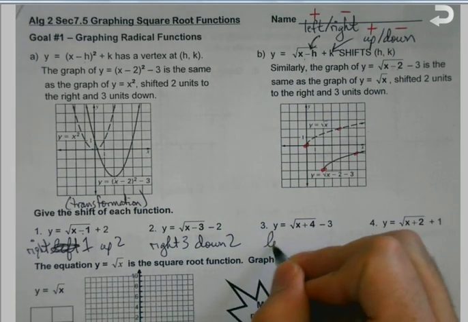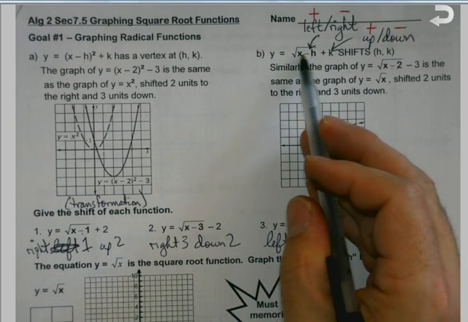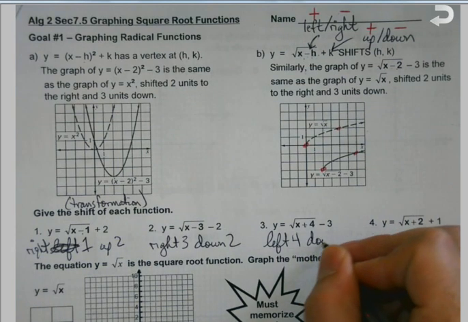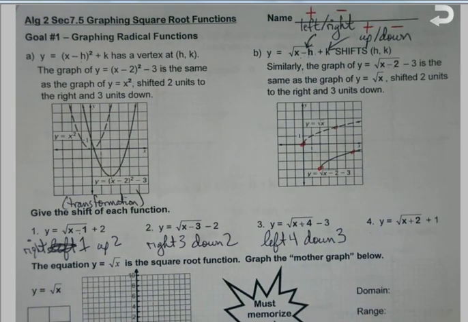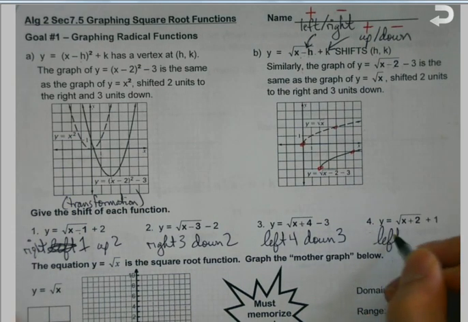Now we're getting somewhere. Left 4, because again, it's the opposite. You'd think plus would be going to the right, but it's not, because the formula is x minus h, or the opposite. So left 4 and down 3. And what about that last one? Left 2 and up 1.